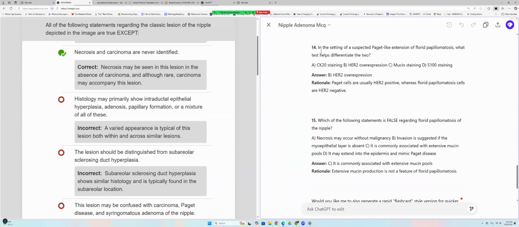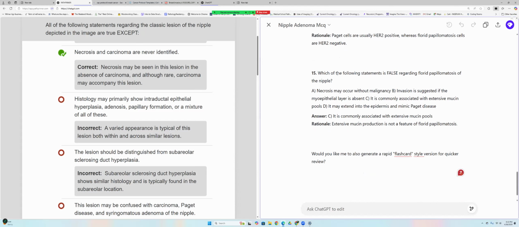HER2 overexpression by IHC. What other IHC can be used? ER, estrogen receptor, or CK7. CK7, yes. Which of the following statements is false regarding papillomatosis of the nipple? It doesn't have a mucin pool, but necrosis can occur without malignancy. Invasion is suggested if the myoepithelial layer is absent. It may extend to the epidermis and mimic Paget.